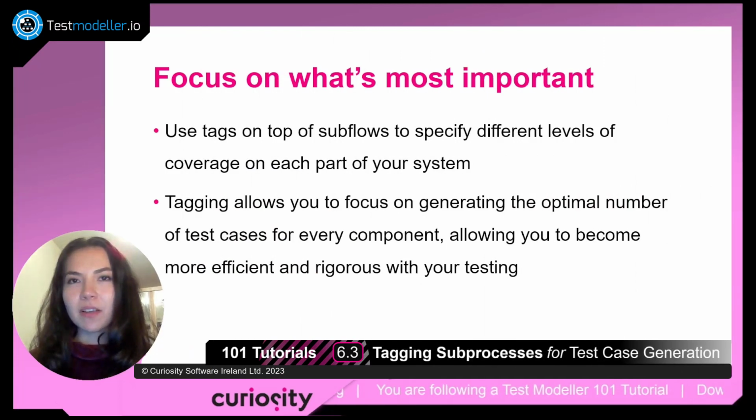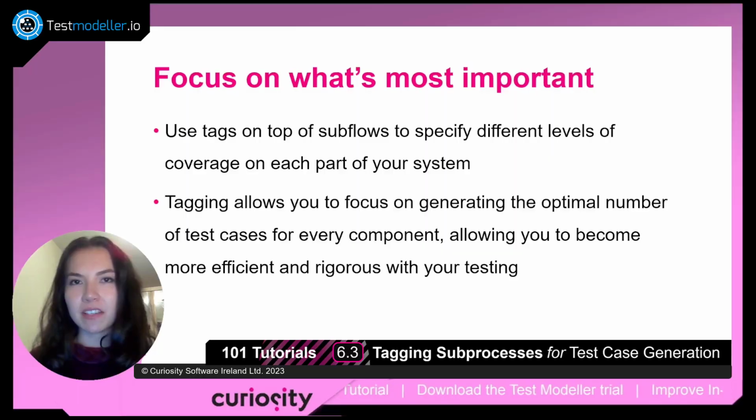Tags allow you to focus on what's most important, and you can use tags on top of subflows in order to specify different levels of coverage for each component of your system. Defining the tags at this level allows you to generate the optimal number of test cases per component, allowing you to be more efficient and rigorous with your testing.